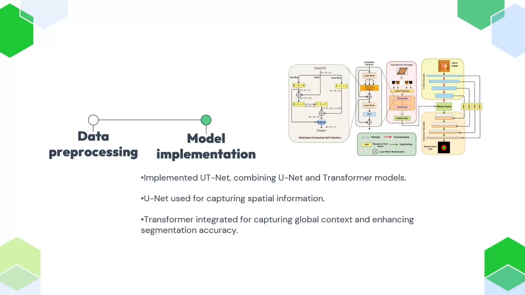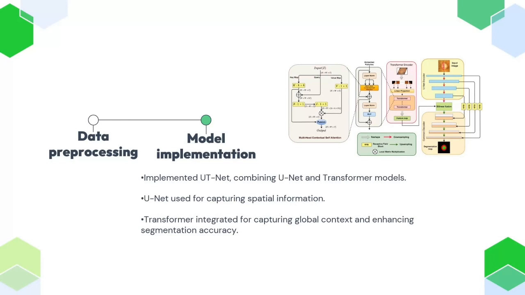The UNet component excels at capturing local features and detailed boundaries, while the transformer enhances the model's ability to understand contextual information across the entire image. By combining the robust feature extraction capabilities of UNet with the contextual understanding of transformers, UTNet offers a powerful solution for precise segmentation in retinal images.